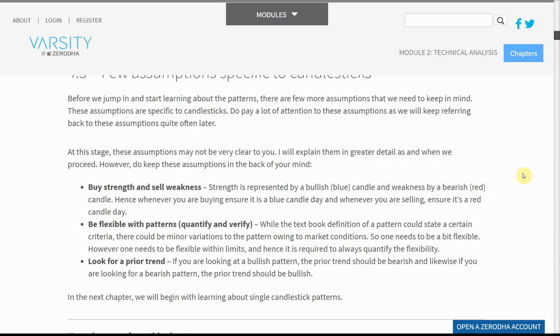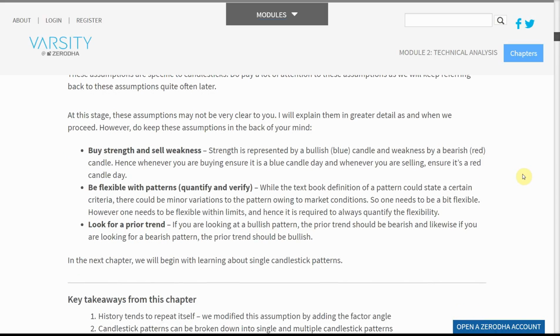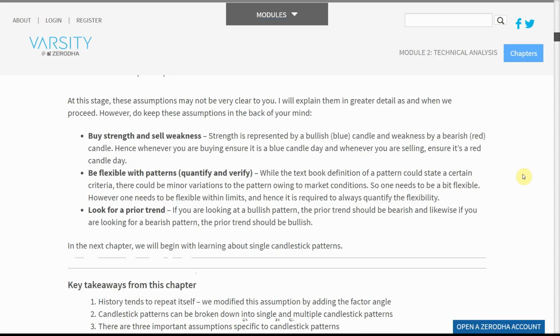Buy strength and sell weakness. Strength is represented by a bullish blue candle and weakness by a bearish red candle. Hence, whenever you are buying, ensure it is a blue candle day, and whenever you are selling, ensure it's a red candle day. Be flexible with patterns, quantify and verify.